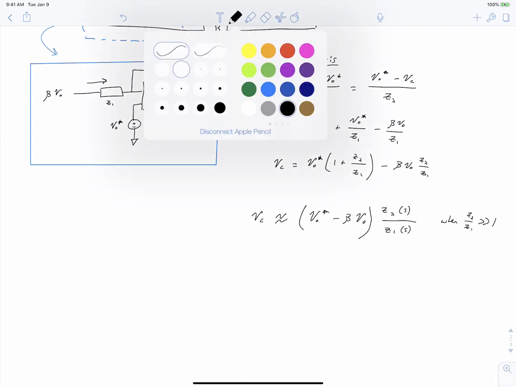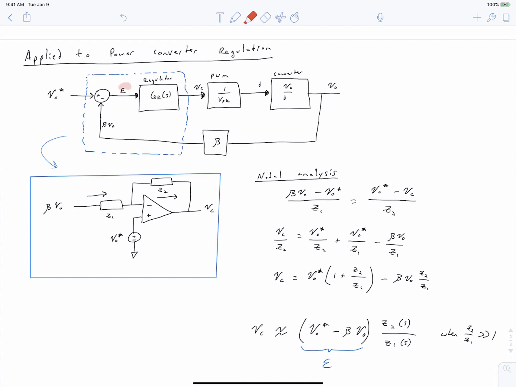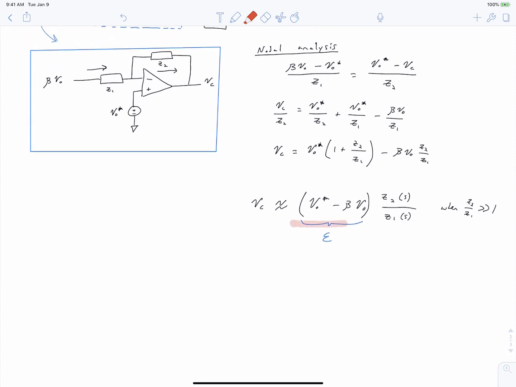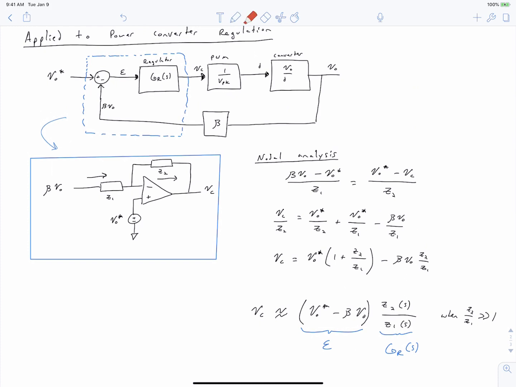And we can recognize from this expression that this first term is just the error in our block diagram up here. So our error is equal to V0 star minus beta V0, and that corresponds to this first term right here. The second term over here is equal to our regulator transfer function. So again, going back to our block diagram, VC at this point is going to be equal to our regulator transfer function times epsilon. So in other words, VC is equal to the regulator transfer function times epsilon.